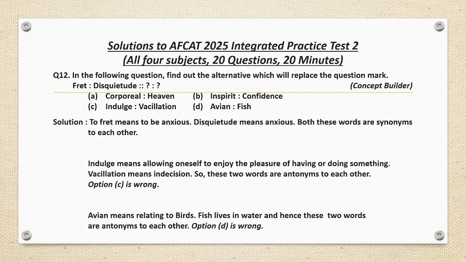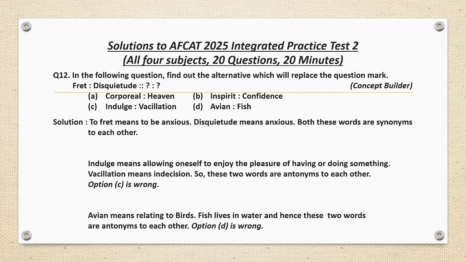Option C is indulge to vacillation. Indulge means allowing oneself to enjoy the pleasure of having or doing something, and vacillation means indecision, right? Vacillation, indecision, you are not doing anything. Indulge, you are doing and you are enjoying doing something. So these are antonyms. So option C is wrong.